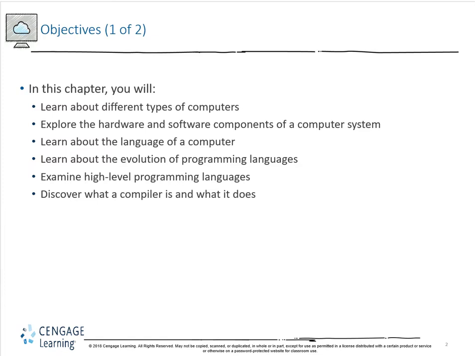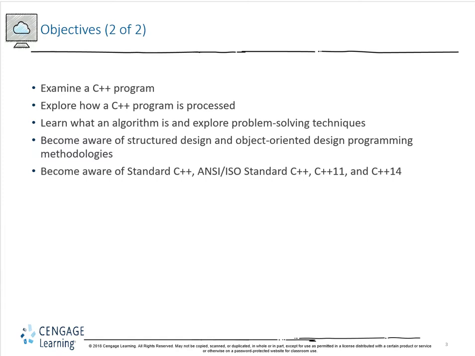In this chapter, you will learn about different types of computers, explore hardware and software components, learn about the language of a computer, learn about the evolution of programming languages, examine high-level programming languages, discover what a compiler is and what it does, examine a C++ program, explore how it is processed, learn what an algorithm is and explore problem-solving techniques, become aware of structured design and object-oriented design programming methods, and become aware of the standard C++ ANSI/ISO standards for C++11 and 14. Now that you know what we're about to learn, let's get started.